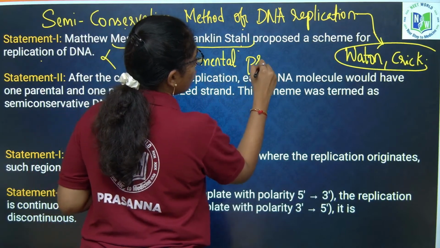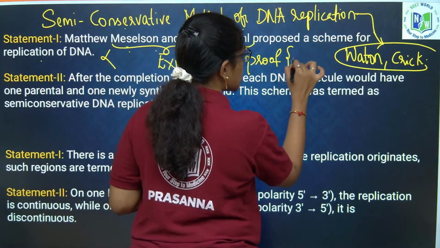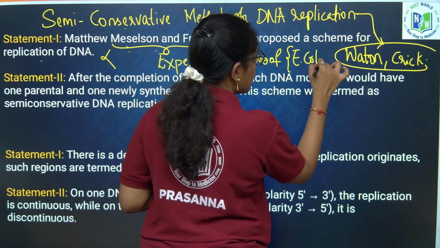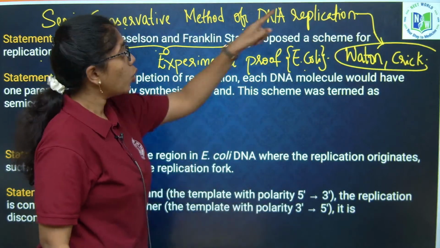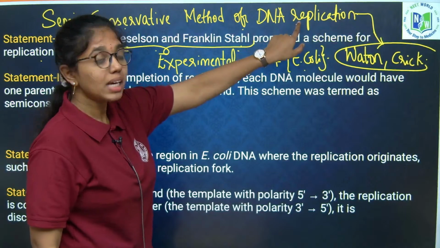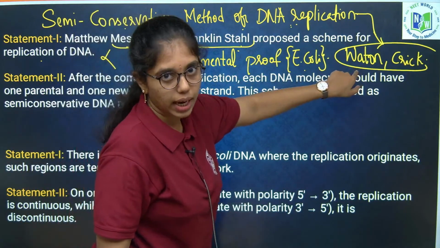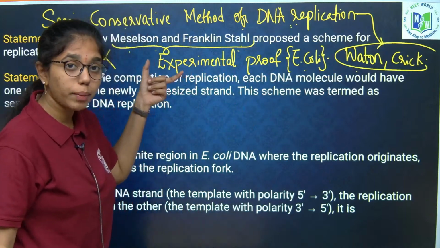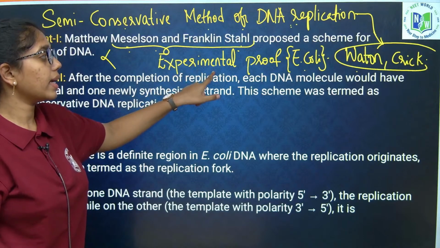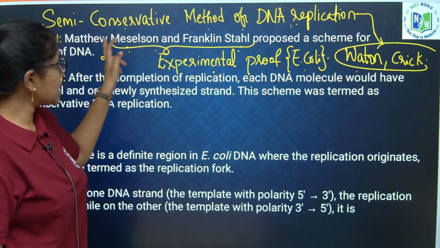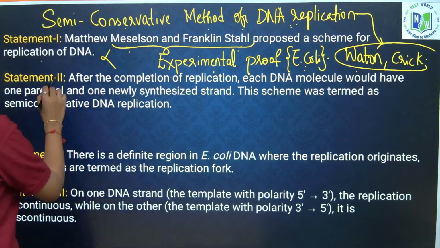Experimental proof was given using a model organism, by conducting experiments on E. coli. What is their model organism? E. coli. This you have to remember. Who proposed DNA replication as a semi-conservative method? Watson and Crick. And who gave the experimental proof for the semi-conservative method of DNA replication? That is Meselson and Stahl, who worked on E. coli. Clear?